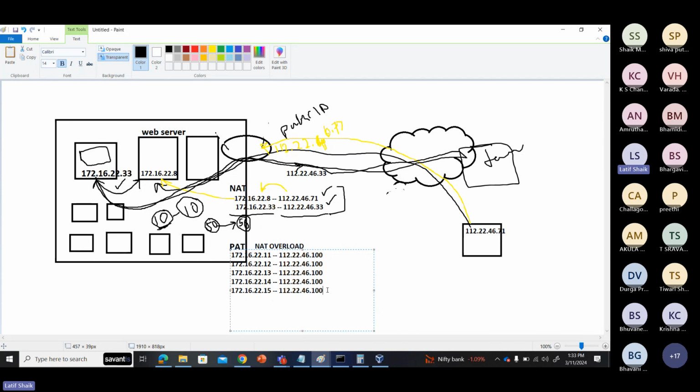But there will be a problem. What is the problem? When you are communicating outside, you will communicate with the public IP. Meaning the 11 system has the same public IP, 12 system same public IP, 13 system, 15 system, 20 system, 30 system, all the same public IP address. So you are going with one single same IP address, but when your response is coming, right?